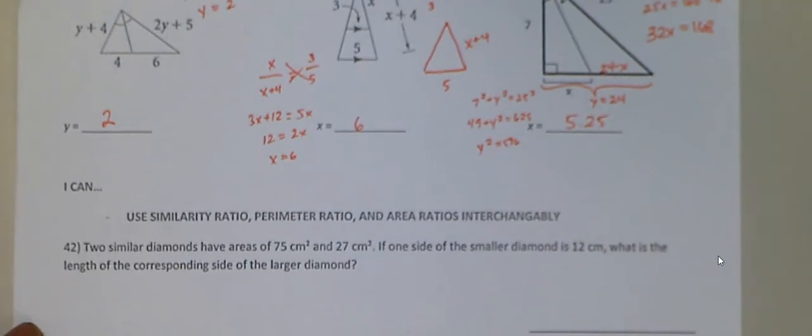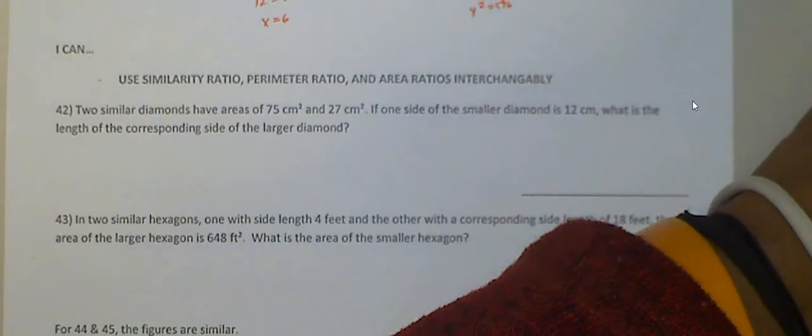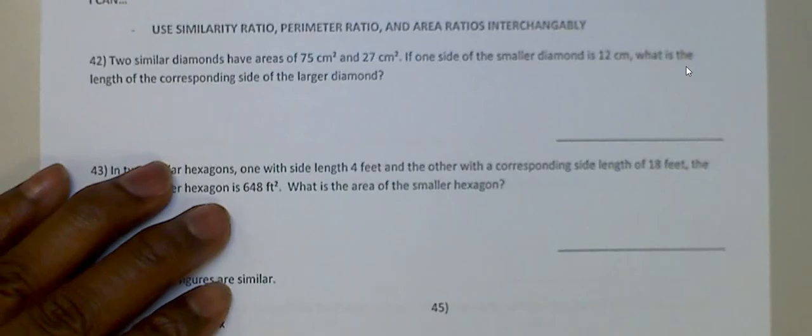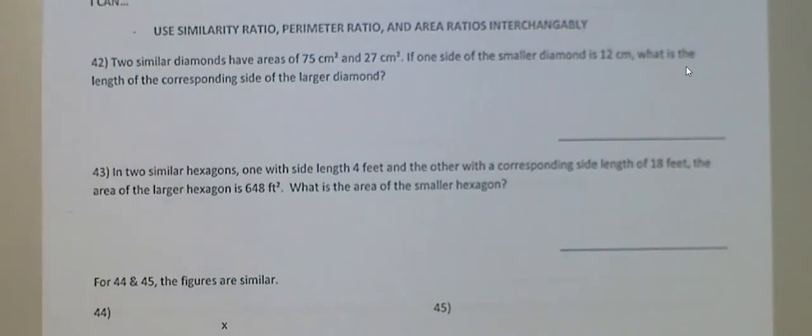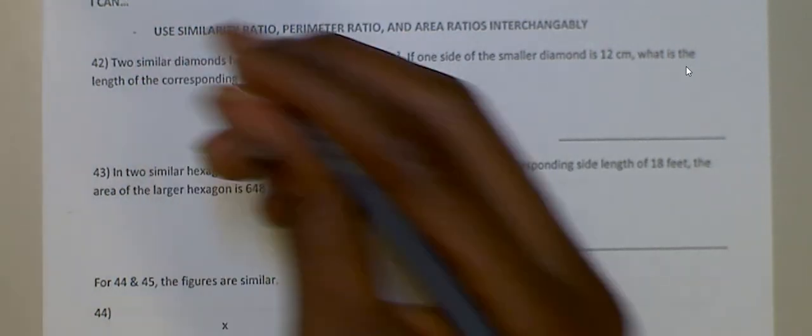Alright, and then our last section, using the similarity ratio. With these, it's important that we make sure we're setting up the right ratio and then using it to get to the right answer. So it says two similar diamonds have areas of 75 centimeters squared and 27 centimeters squared. If one side of the smaller diamond is 12 centimeters, what is the length of the corresponding side of the larger diamond? Okay, so notice that they're going from area to similarity ratio.